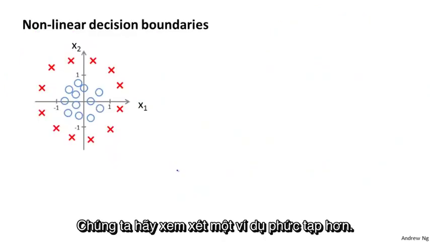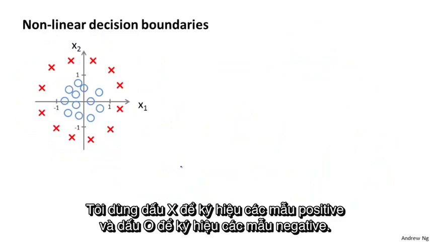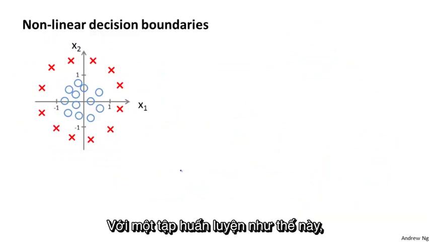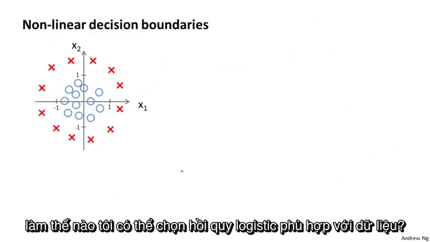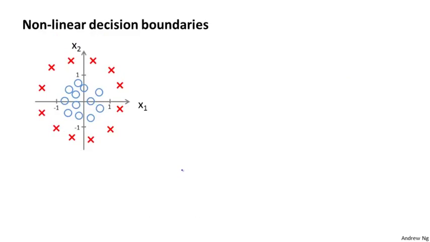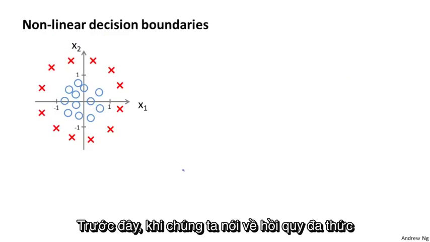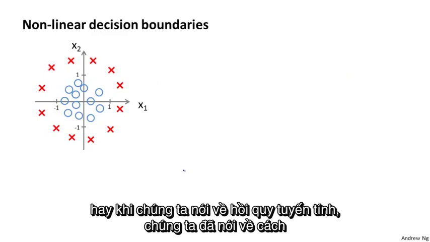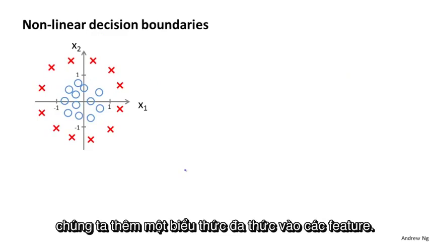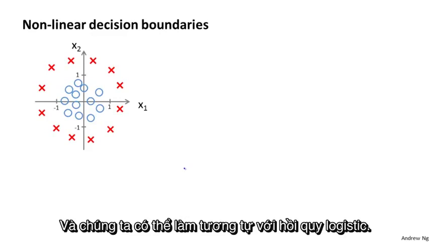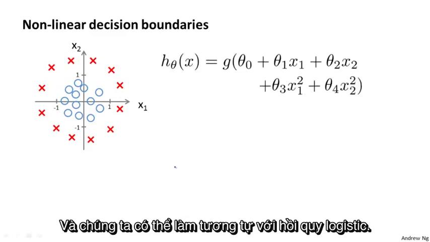Let's now look at a more complex example where, as usual, I have crosses to denote my positive examples and O's to denote my negative examples. Given a training set like this, how can I get logistic regression to fit this sort of data? Earlier, when we were talking about polynomial regression, or linear regression, we talked about how we can add extra higher order polynomial terms to the features, and we can do the same for logistic regression.